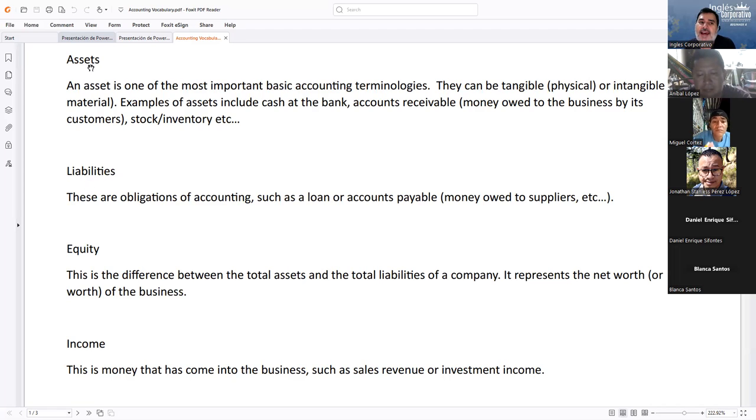Assets are what other people will pay you. Liabilities, you have to pay. Whether you pay a bank for the money that they gave you to make an investment, or you pay the suppliers for the products that they bring. So those are liabilities. Okay?